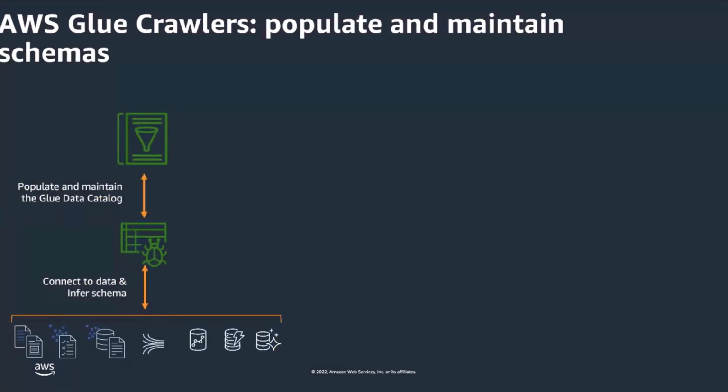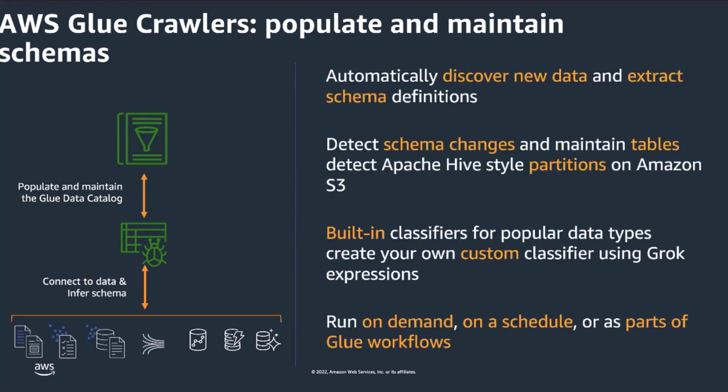Now, easiest way to get data into your catalog is to use a Glue crawler. Glue crawlers are little serverless applications that connect to your data sources, automatically discover your schema and extract that schema. And then they write that schema into the data catalog. Every time they reread your data source, they will update your schema as needed inside the catalog.